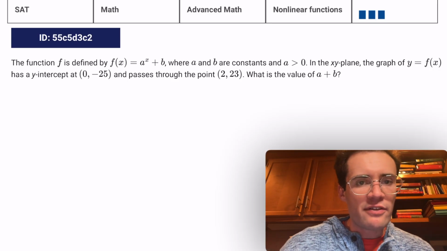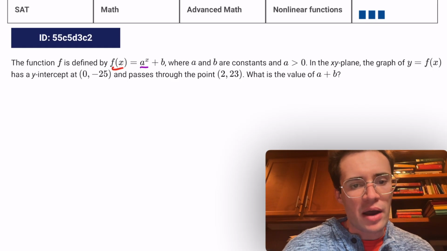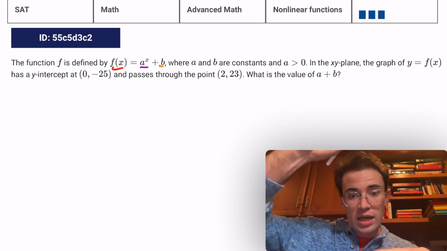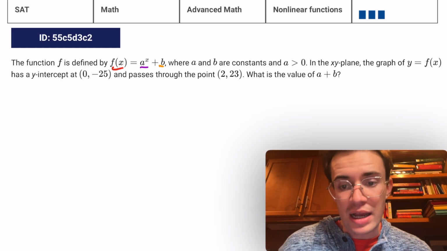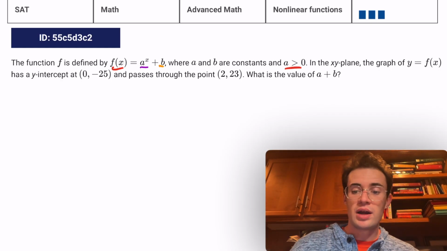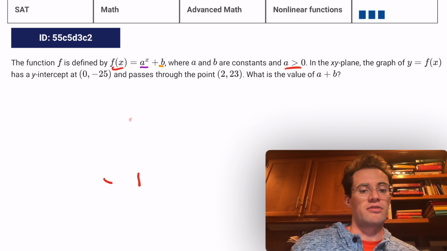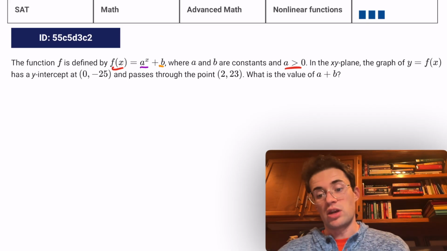The function f is defined by f of x equals a to the x power plus b. So we have an exponential function translated up by b, where a and b are constants, and it says a is greater than 0. So a is a positive number. That means it's not going to be an exponential function that's alternating based on if a is raised to an even or an odd power.